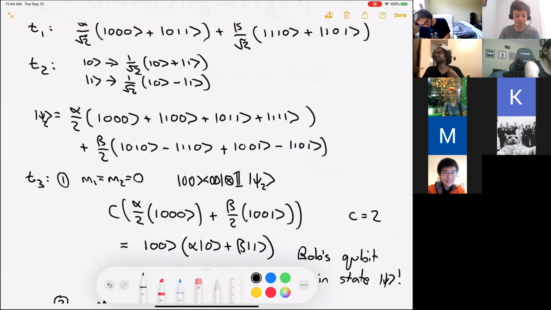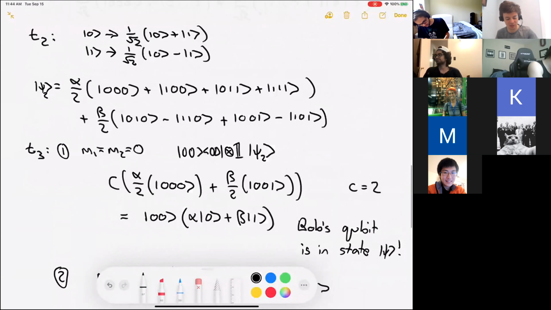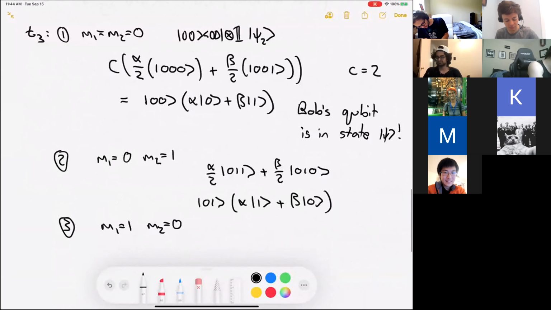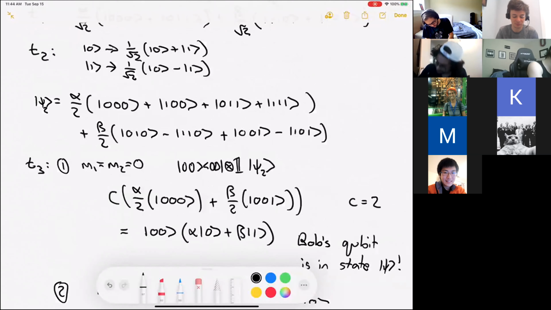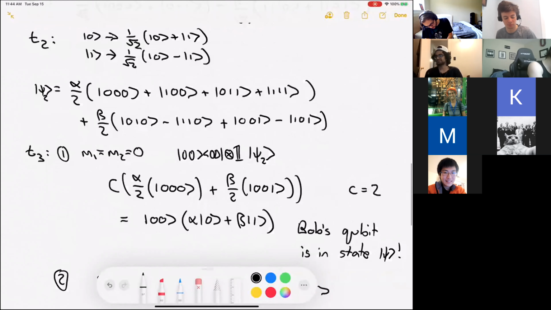You have an alpha over 2, 1, 0, 0. Awesome. Yep. So that's the first part. What about the second part? Second term that survives? Minus beta over 2, 1, 0, 1. Awesome.